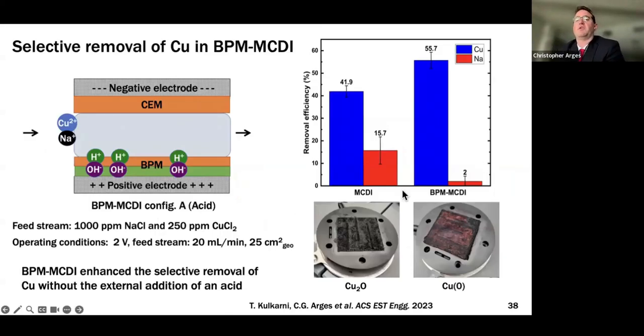So here's our conventional MCDI versus BPM MCDI, and how much copper we removed from this feed solution of 1,000 ppm NaCl and 250 ppm copper chloride was much higher. And then we could just see it visually, right? When we generated that acid environment using the bipolar membrane, we get nice looking metallic copper here on the carbon cloth electrode. Whereas if we didn't do anything, the pH tended to be more alkaline and you get copper oxide, which are these blue precipitates on the carbon cloth electrode.